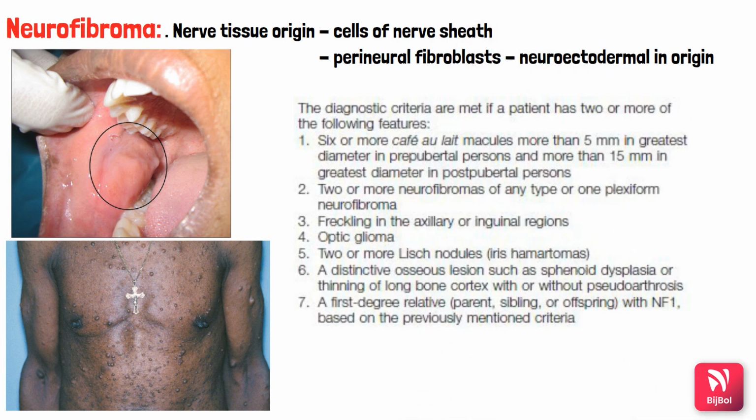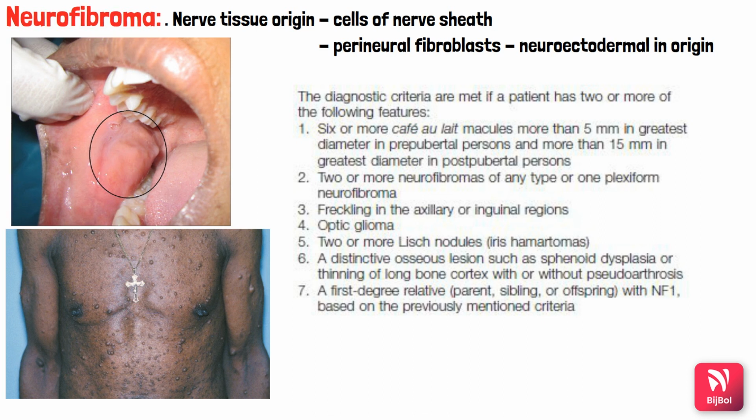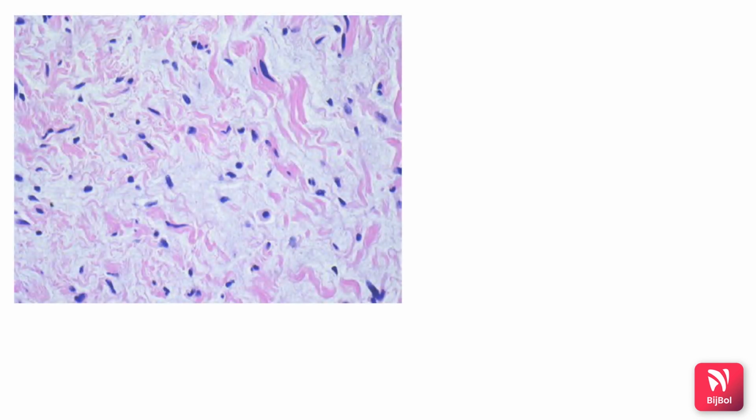There are some diagnostic criteria to define neurofibromatosis. That is, it should contain 6 or more café-au-lait macules, that is pigmentations, or it can have 2 or more neurofibromas, or freckling in the axillary or inguinal regions, optic glioma, 2 or more Lisch nodules, a distinctive osseous lesion, or a first degree relative, that is a parent, sibling or offspring, with already diagnosed neurofibromatosis 1. Okay, so this is about solitary one and multiple one.